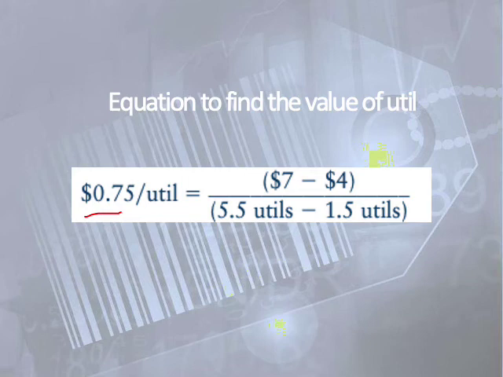So the equation goes like this. $7 minus 4 divided by 5.5 utils minus 1.5 utils. Kaya mama na ang corresponding part worth utilities that your consumers is assigning on the price attributes. Okay? So, mao na nga we arrive with 0.75 utils.